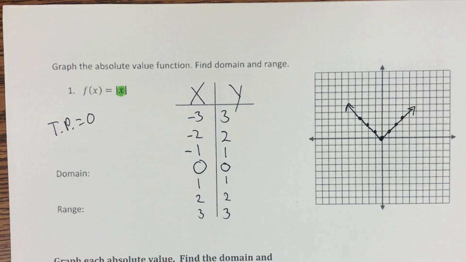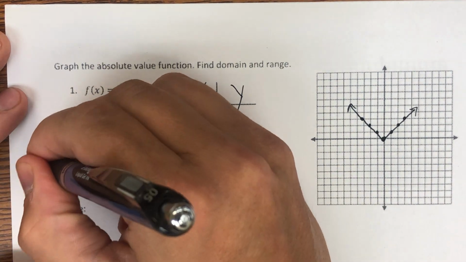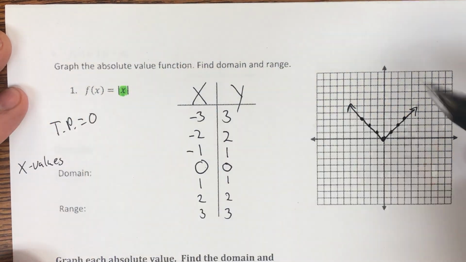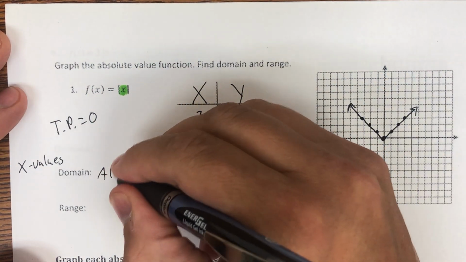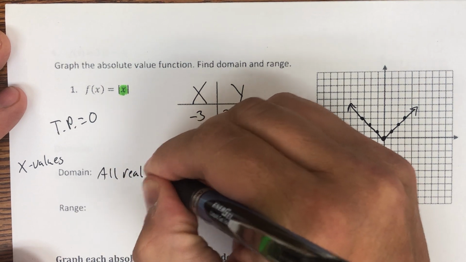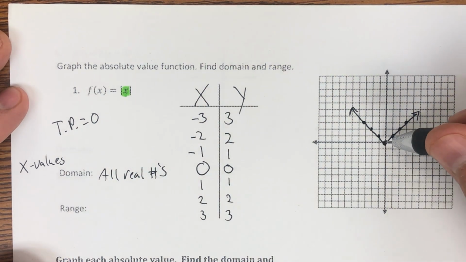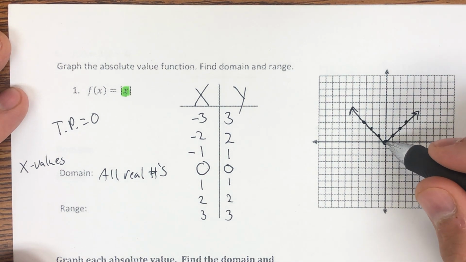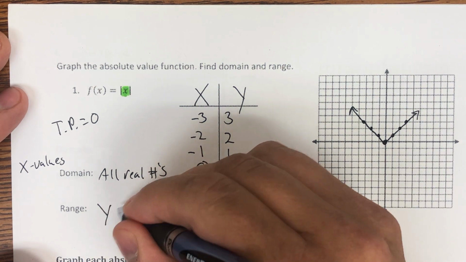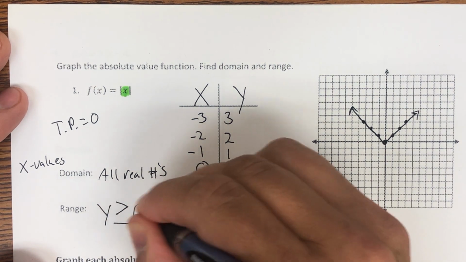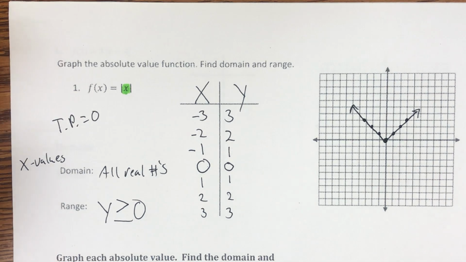So, the domain, all the values of x. It goes left forever. It goes right forever. All real numbers. The range, it goes up forever, but it does not go down forever. So the smallest value of y is 0. So y is greater than or equal to 0 for the range.